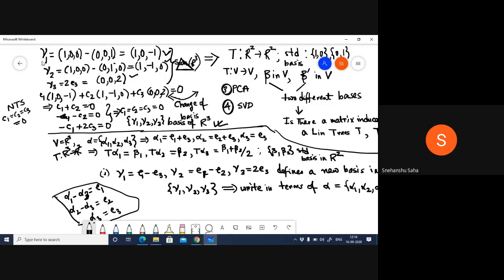Okay, all right. Now, the other interesting thing is to show that you should be able to write gamma 1, gamma 2, gamma 3, the new basis, in terms of the original basis, which is alpha 1, alpha 2, and alpha 3. So how do we do that?